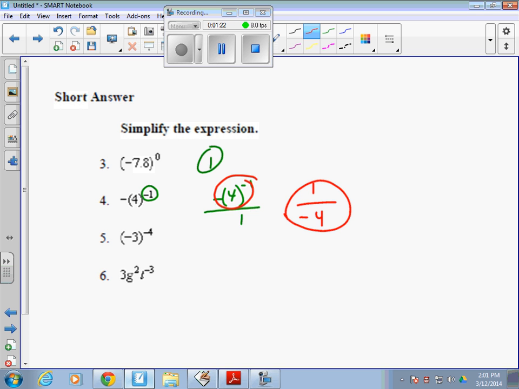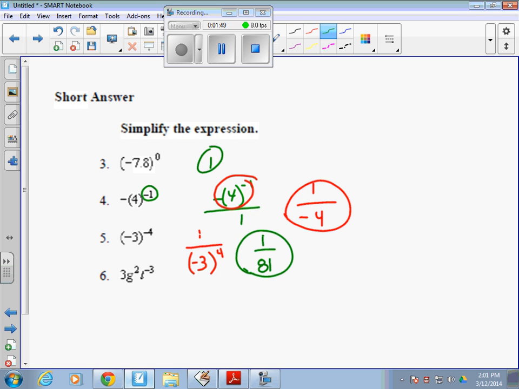Negative 3 is being raised to the negative 4th power for number 5. It's going to ride the elevator: 1 over negative 3 to the positive 4 this time. A positive, an even exponent means it's going to be positive. Negative 3 to the 4th power, 3 times 3 is 9, and the other 3 times 3 is 9, 9 times 9 is 81. So it's going to be 1 over 81 for number 5.